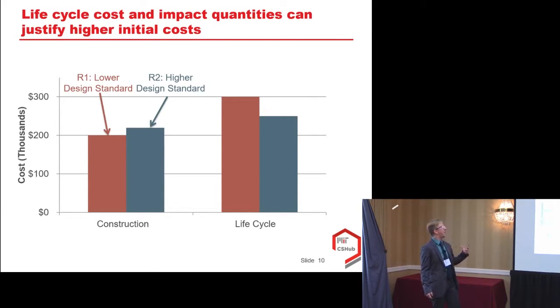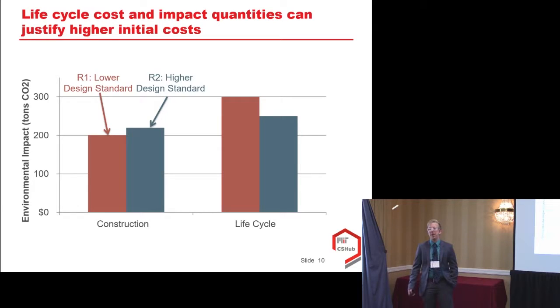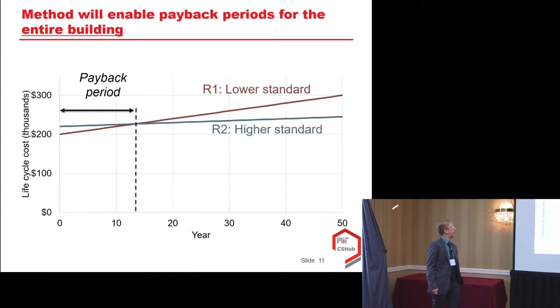So you might be faced with a situation where this R1 lower resistance design standard has a lower initial construction cost, but then over the lifetime we see that it has a higher cost. And of course, we're also interested in comparing those environmental impacts. Today I'm going to focus just on the cost, since Josh has done a great job talking through how we look at the environmental impact.